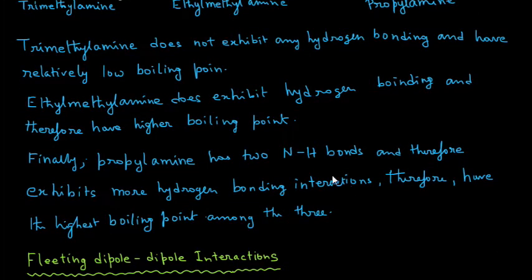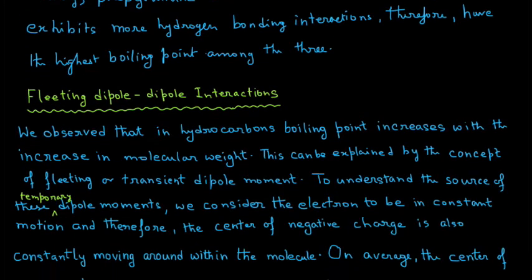So trimethylamine does not exhibit any hydrogen bond and has a relatively low boiling point. Ethyl methylamine does exhibit hydrogen bonding and therefore has a higher boiling point. Finally, propylamine has two N-H bonds, and therefore exhibits more hydrogen bonding interaction, therefore having the highest boiling point. So let us move to the next topic.